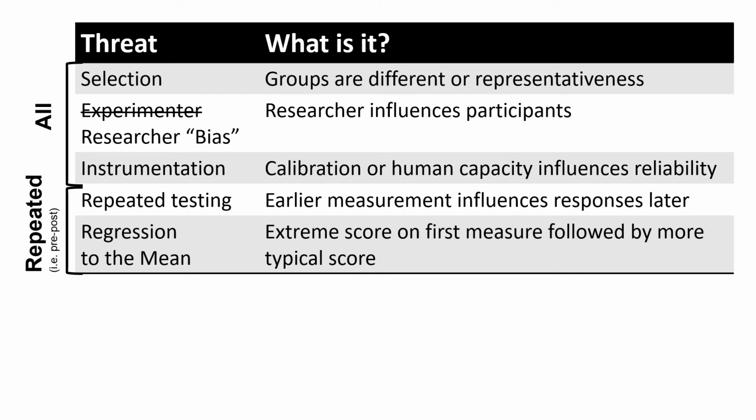In those cases, something about the first measure influences the responses later. For example, the participant could remember how they responded to self-report measures and become more comfortable with the device for the physiological measures. Overall, the idea is that the second and any later measurements may not be accurately measuring the variable.